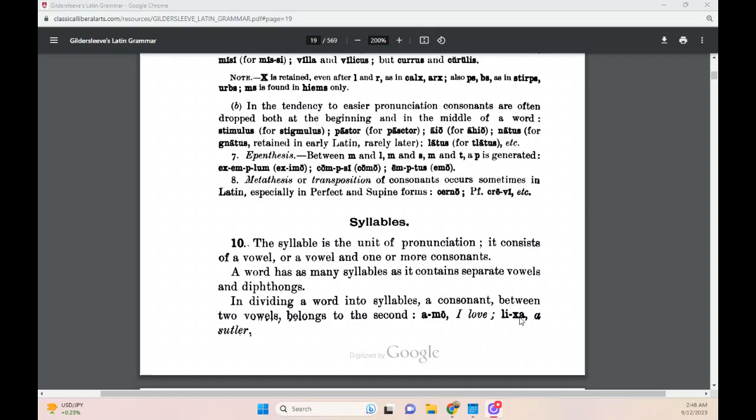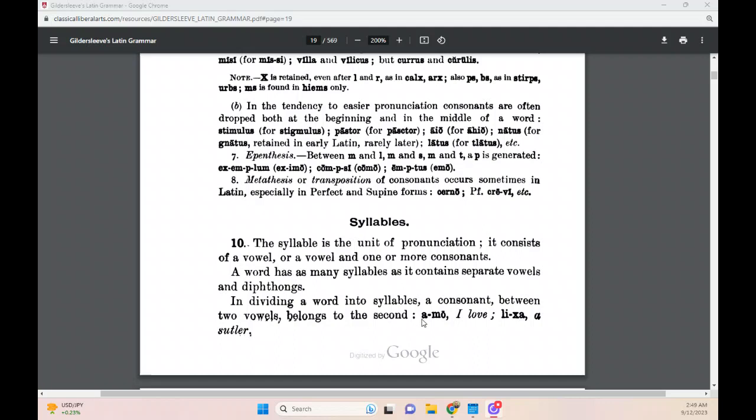Here we have the word lixa. You have L-I-X-A. That consonant X, which is between the I and the A, goes with the A in the second syllable. We don't say lix-a. We say li-xa. 2 syllables with the consonant going with the second vowel to begin the second syllable. So that's the meaning of this rule here. In dividing a word into syllables, a consonant between 2 vowels belongs to the second syllable.